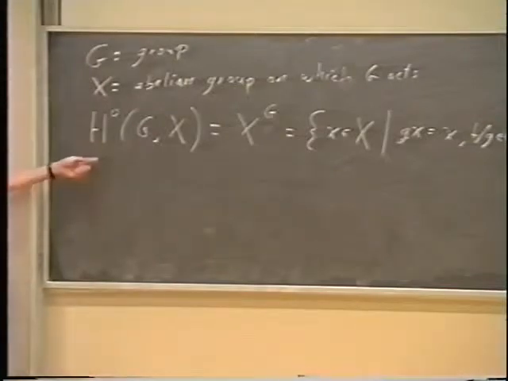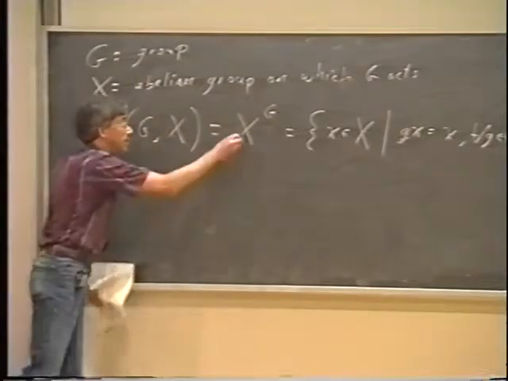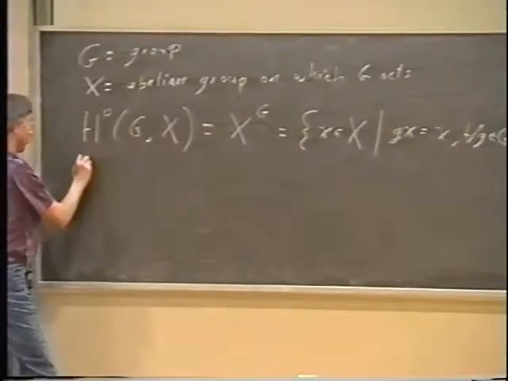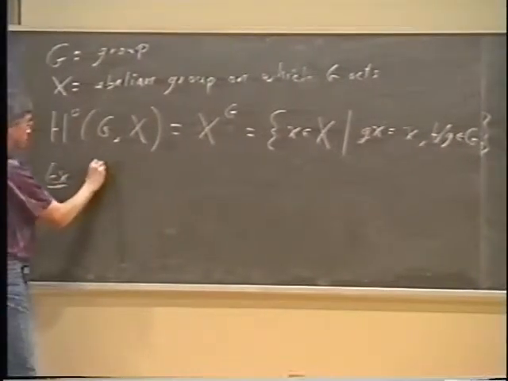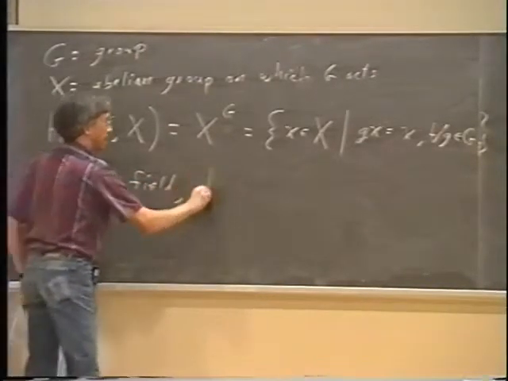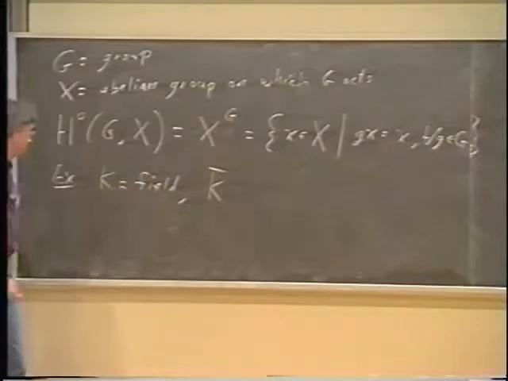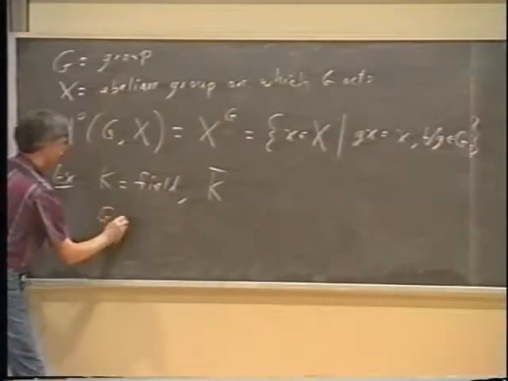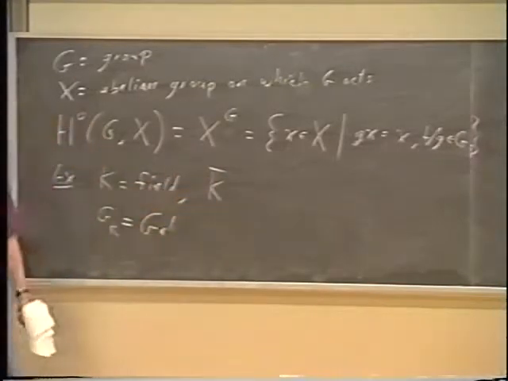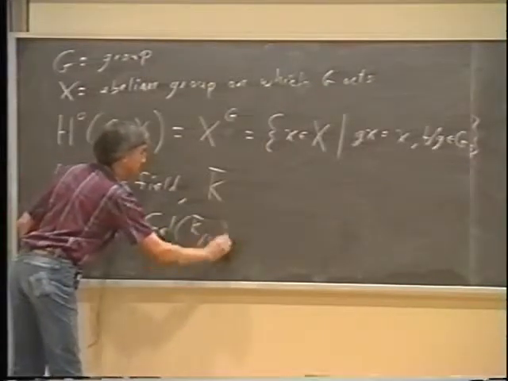Okay, well, the nice thing about H naught is, if you know anything really about how G acts on X, this is something you can actually compute, as opposed to the higher cohomology groups, which sometimes get a little harder to compute. So I'll give one example. Let K be a field, and K bar is a separable closure, or you can take algebraic closure if you want. And I'll let GK be, because all the fields we'll be working with are perfect, so algebraic is good enough, the Galois group of K bar over K.